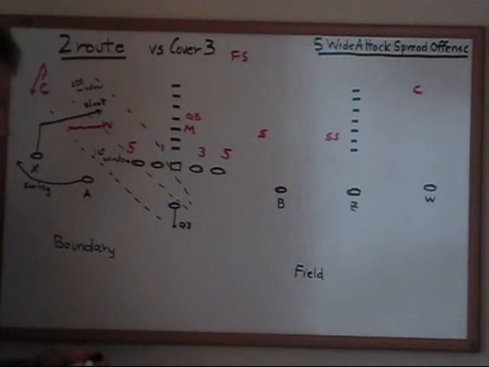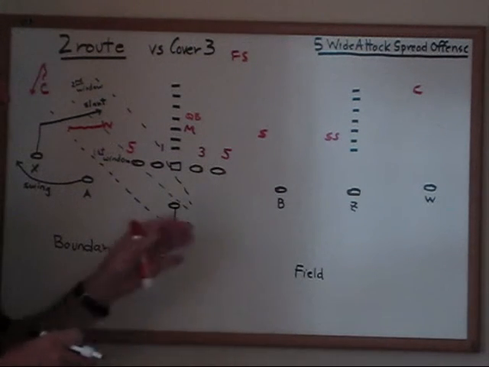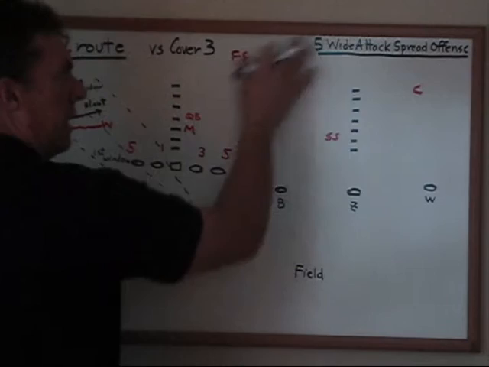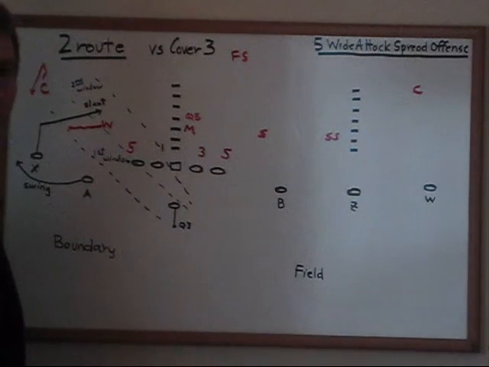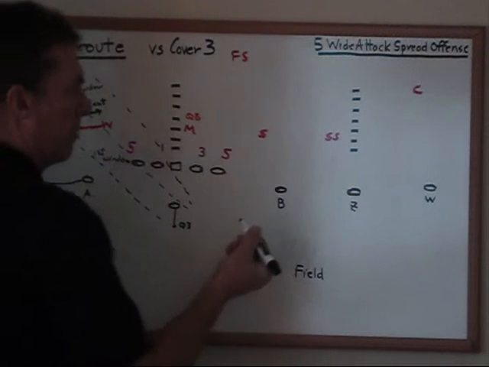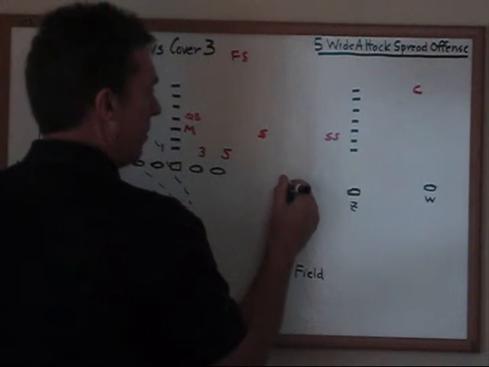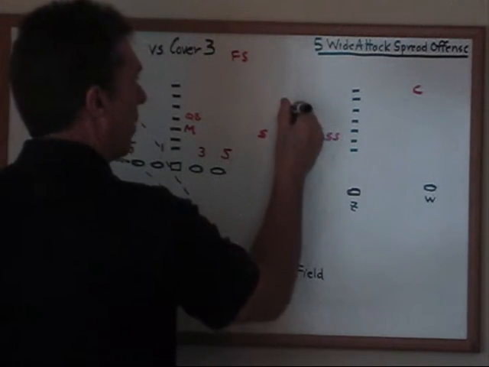Working our way over to the field side in the 2 route. As we mentioned, we always like to have one receiver that's going to occupy 2 of the defenders, particularly when we're 4 on 3 or if we're 3 on 2 to a side. Then one of our routes needs to occupy 2 of those defenders so we can get our numbers advantage. In this case, it's the B route. And he's going to run a post.